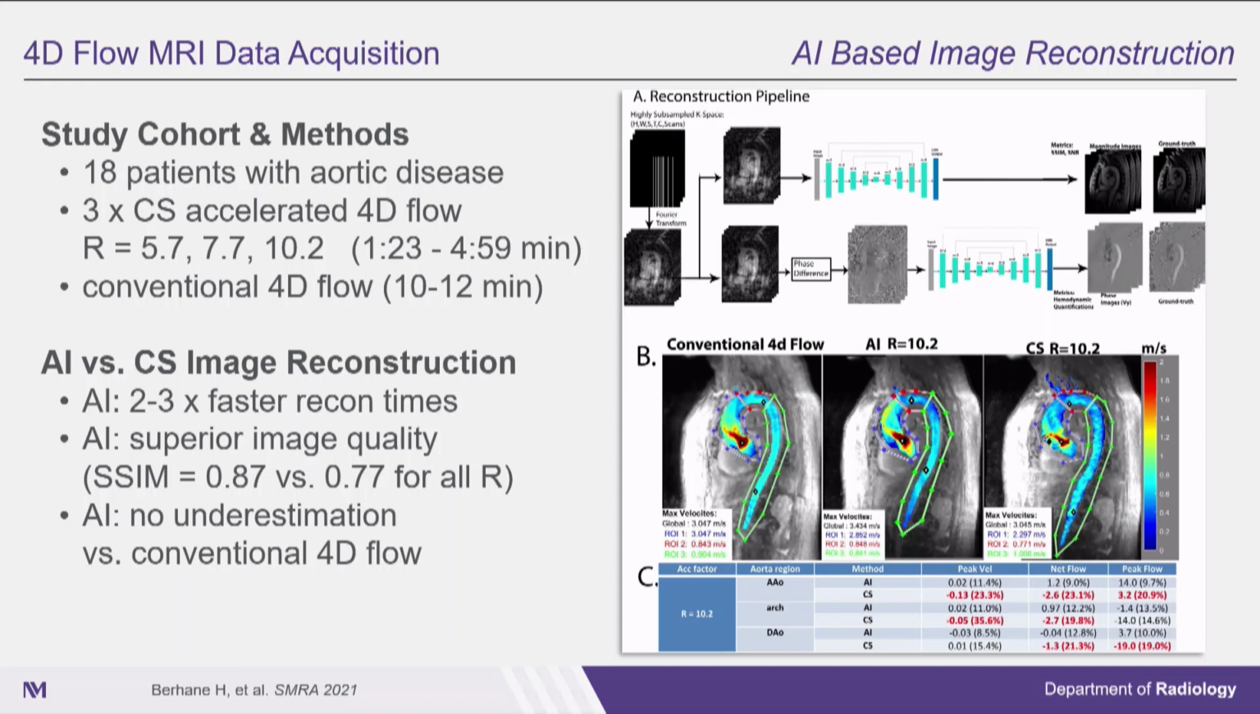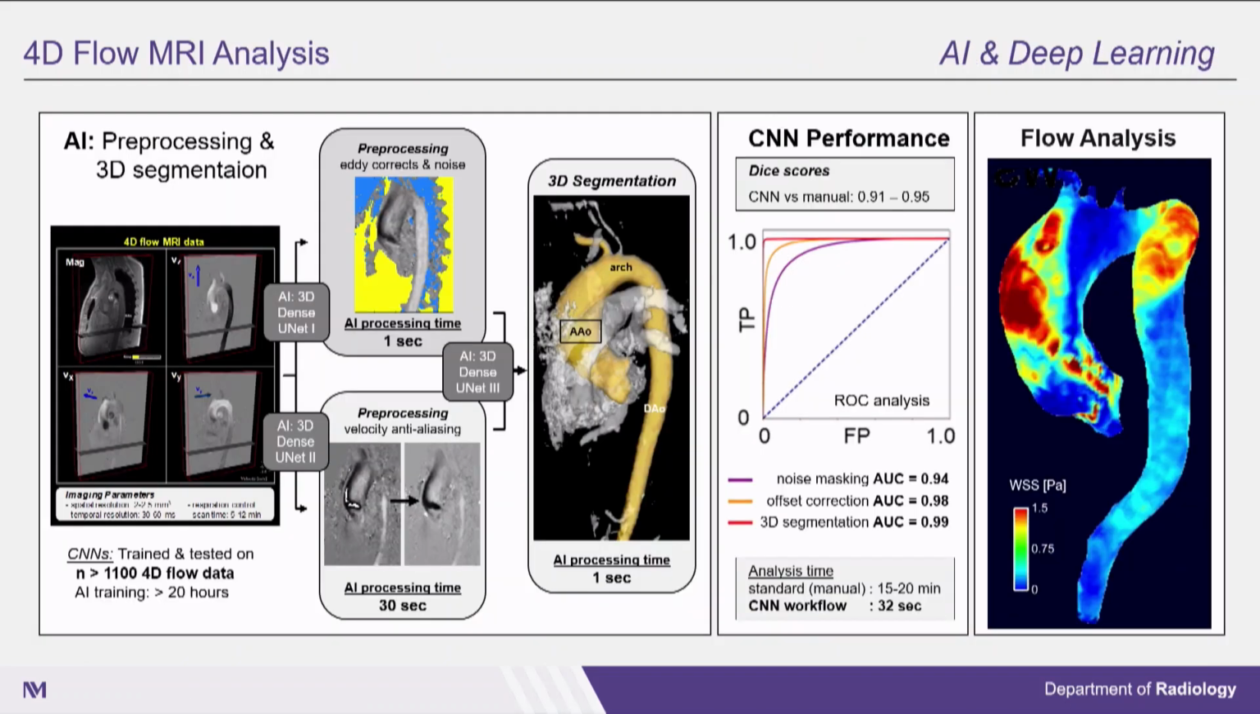The red numbers are the significant differences you still get with CS, so these are biases and limits of agreement, whereas AI was able to still have some difference to conventional 4D flow MRI, but none of those were significant. So it seems like this technique lent itself to really improve on the reconstruction side. Then, of course, AI has also been applied in many ways to the data analysis.